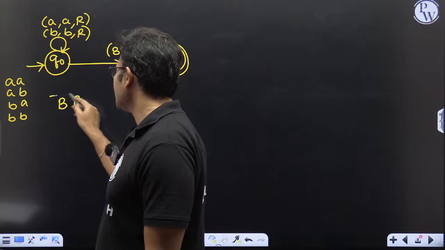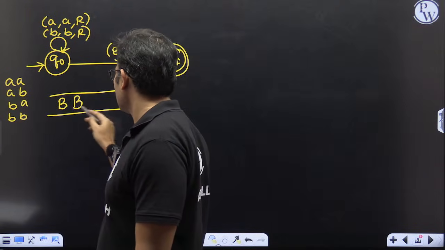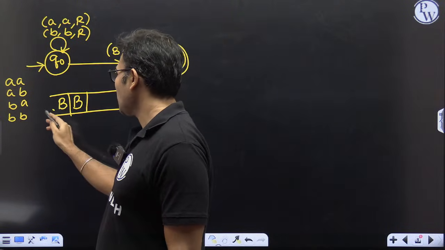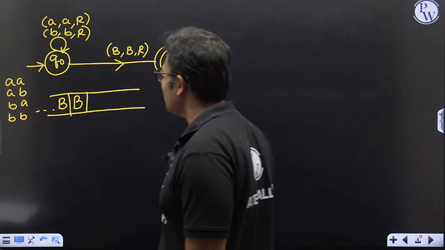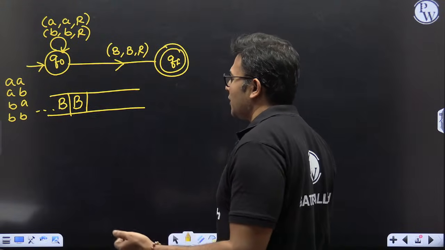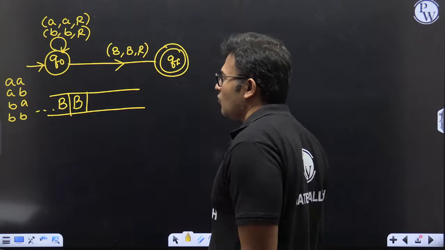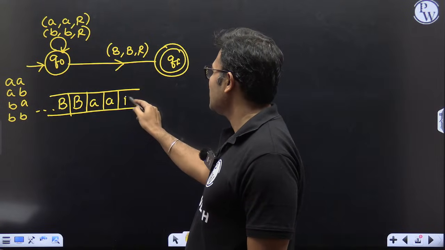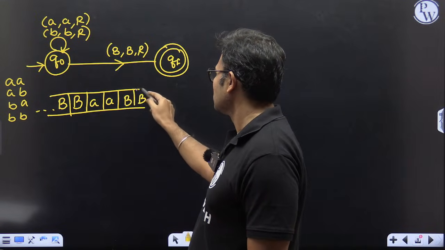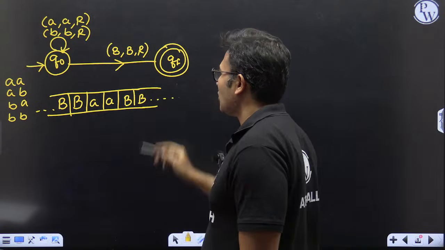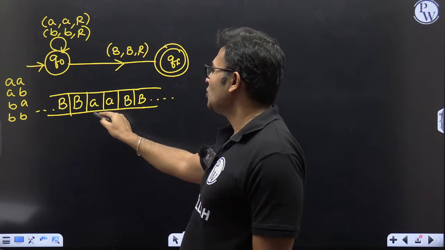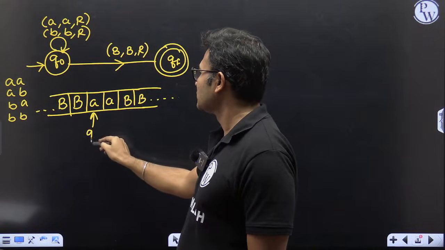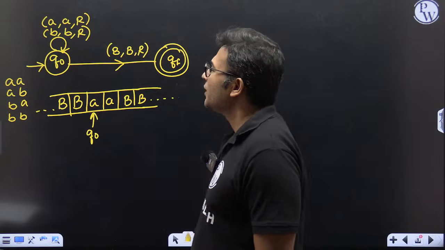Let us say there is blank, blank. There are infinite number of blanks, okay? Even though I'm writing only 2 blanks, this is an infinite tape. It will have infinite number of blanks, okay? And AA, and then infinite number of blanks. Now you will be in state Q0, right? And you are seeing AA.